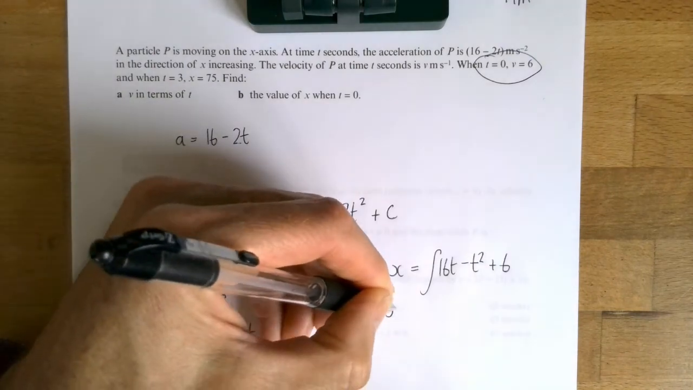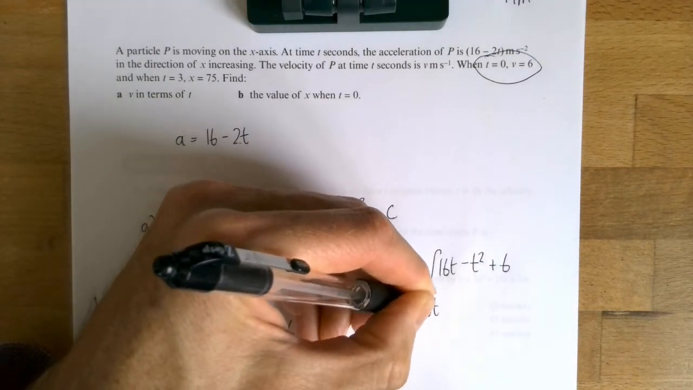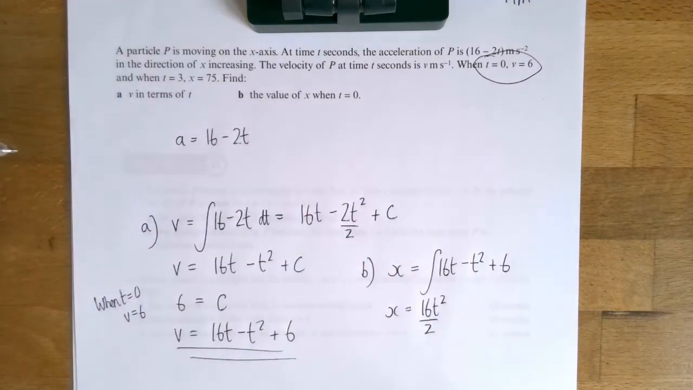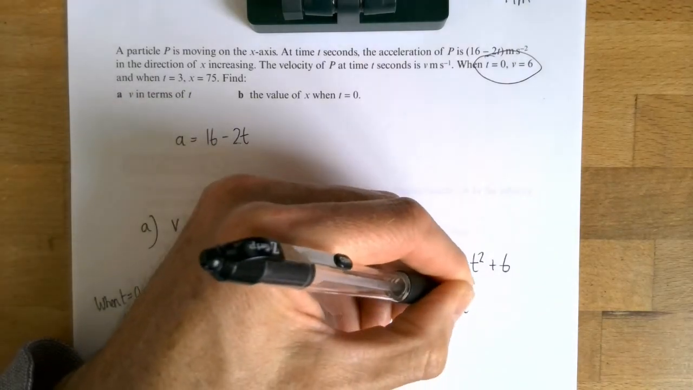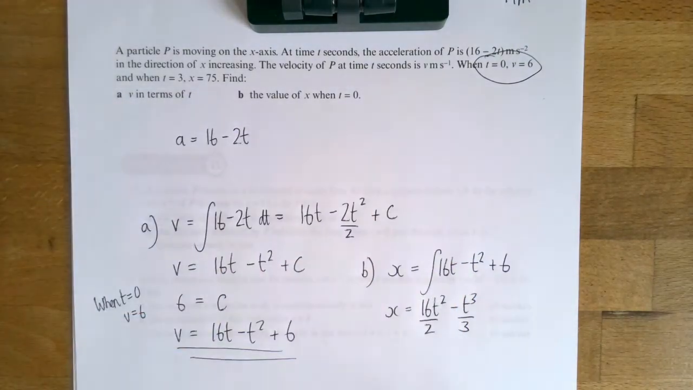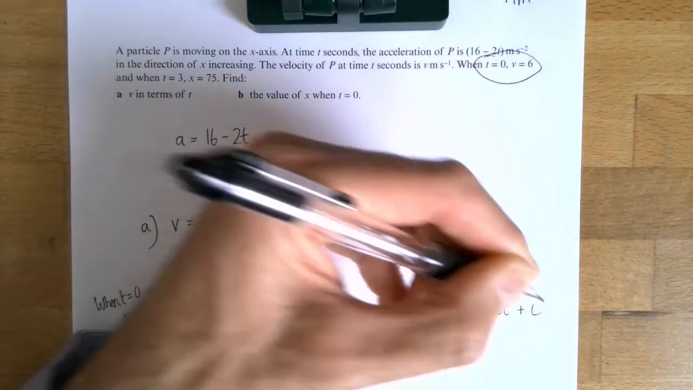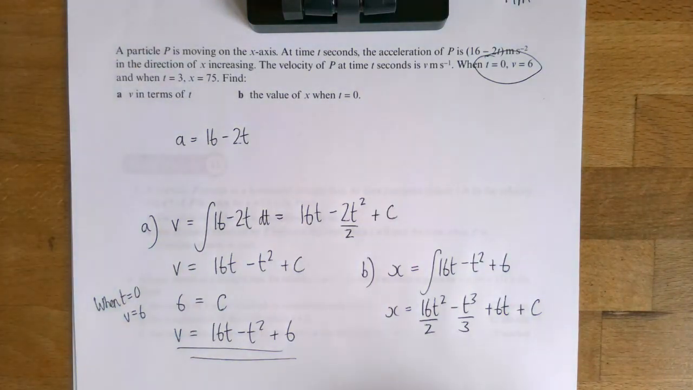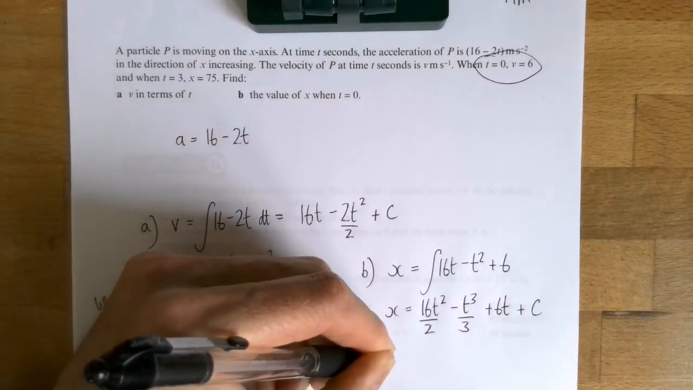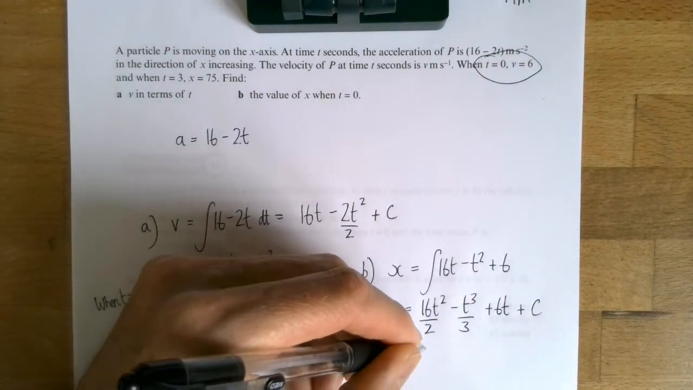And same as before, I'm going to increase the power by 1, divide by the new power. Increase the power by 1, divide by the new power. That becomes 6t, and I've got a plus c there. Let's do a bit of simplifying. So x is equal to 16 over 2 is 8.